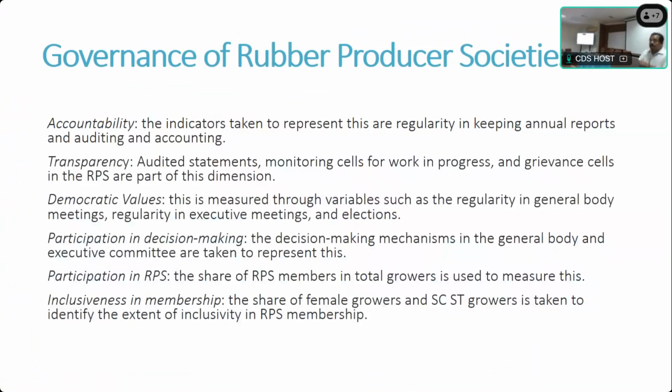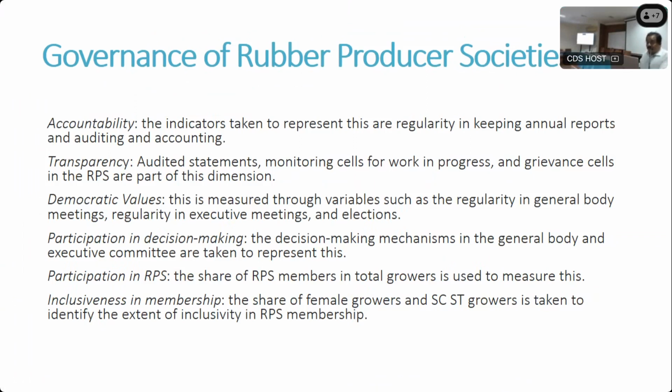Now, what we do is we have collected enough information. Due to lack of time, I'm just going to say how we have analyzed the governance of the RPS. We have taken 5 different indicators. One is accountability, then transparency, democratic values, participation in decision making, participation in the RPS, and inclusiveness in membership. And then we build an indicator. How we have built it, take it from me that it gives us an indication. The indicators that we have taken to represent accountability are regularity in keeping annual reports, auditing and accounting. Transparency we look at by the auditor's statement, monitoring share of work in progress, and variance shares in the RPS are part of this dimension.